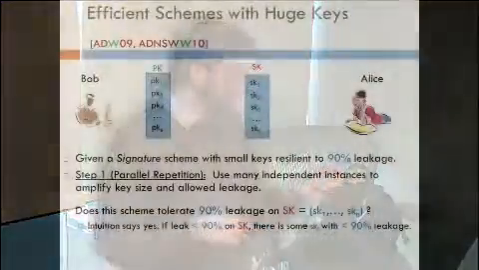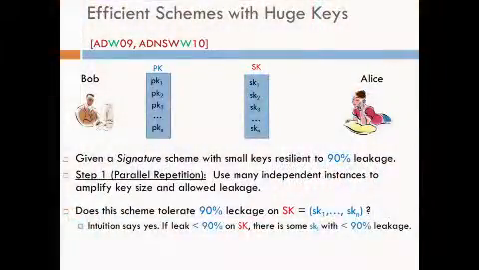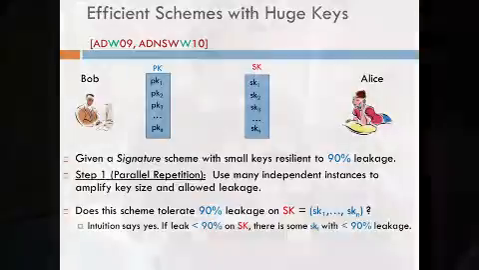Does it tolerate 90% leakage on the combined secret key, if each one is secure for 90% on the small one? And the intuition says yes, because if you leak less than 90% of the big secret key, there should be at least one little secret key on which you leak less than 90%. You have less than 90% information. And so if the attacker can't sign under that one, she can't sign under the whole secret key, right? Because she has to sign under each one. So the signature here is to sign under each key. It's not efficient yet. We'll solve that in a second.